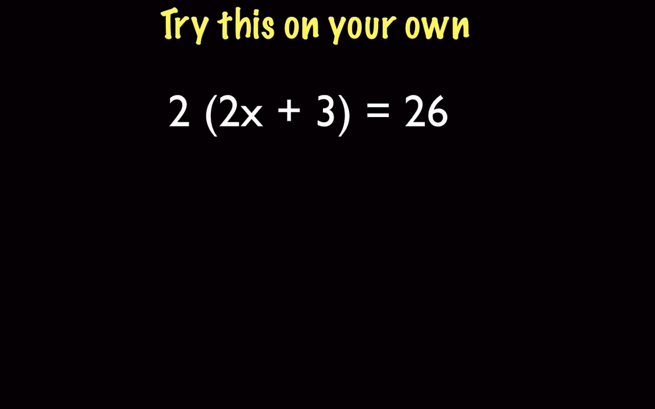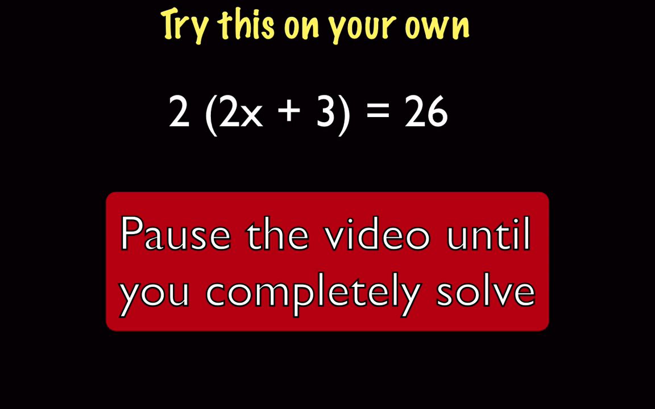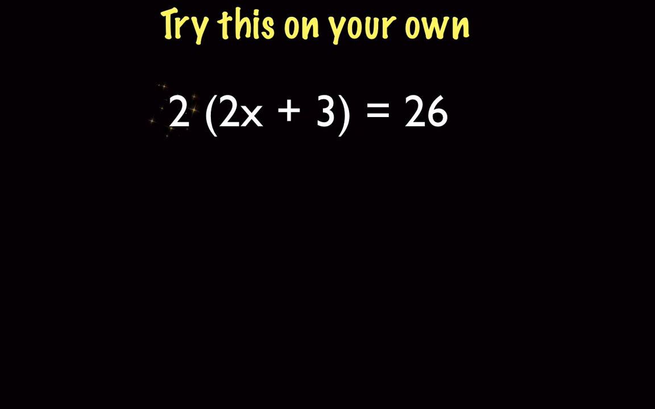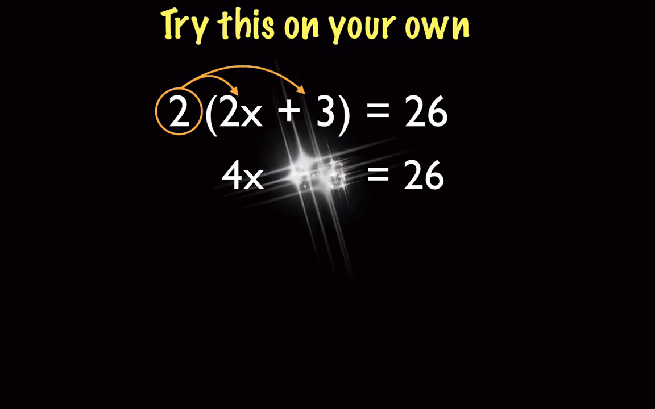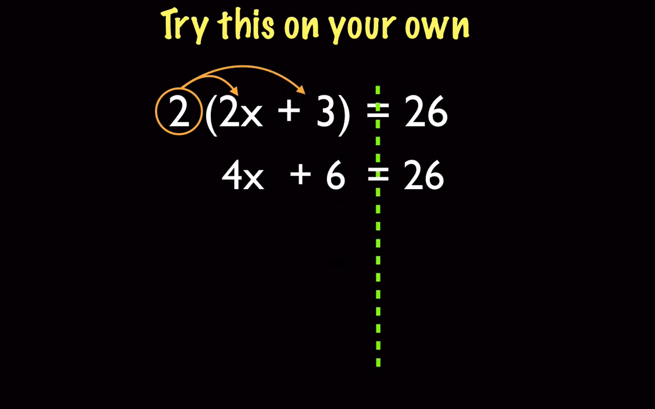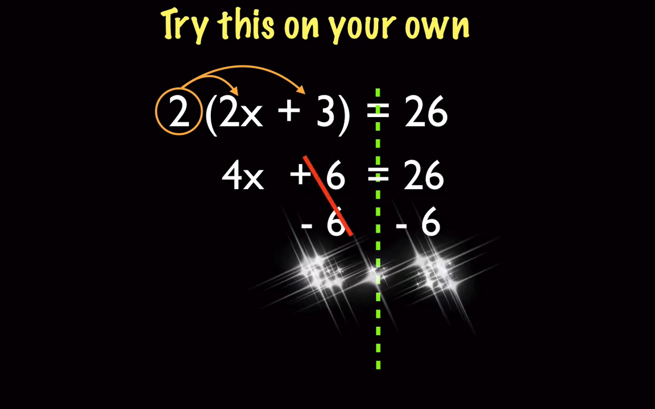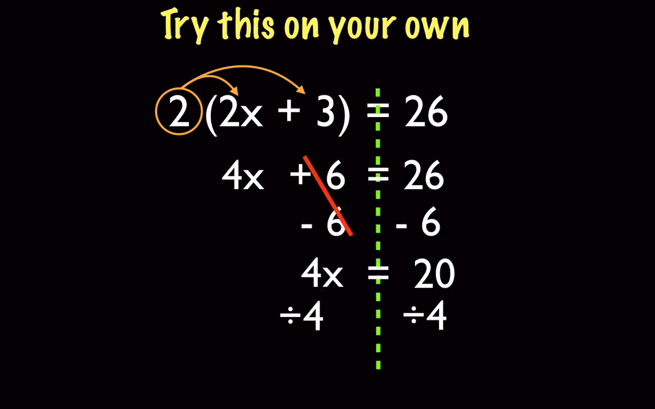Okay, go ahead and pause it again. Give this one a try as well. All right, number on the outside multiplied by both on the inside. Okay, when you get a two-step equation, all you do is solve the two-step equation as we already know how to do. Should end up with x equals 5.